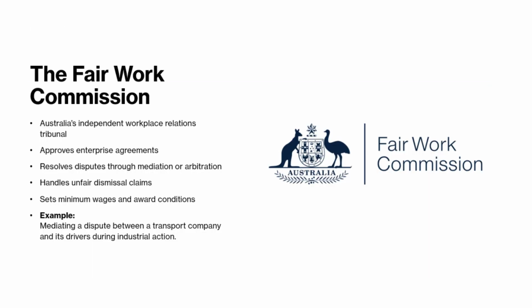5. The Fair Work Commission. Lastly, we have the Fair Work Commission, often referred to as the independent umpire in workplace relations. It's a government body, and its job is to oversee the fair and lawful operation of the industrial relations system. It handles disputes, approves enterprise agreements, sets minimum wages, and ensures laws are followed. If negotiations break down, the Fair Work Commission may step in to help resolve the issue through mediation or arbitration, which we'll explore more in the next video.